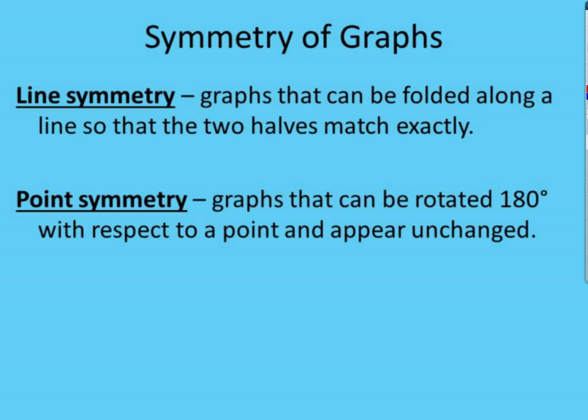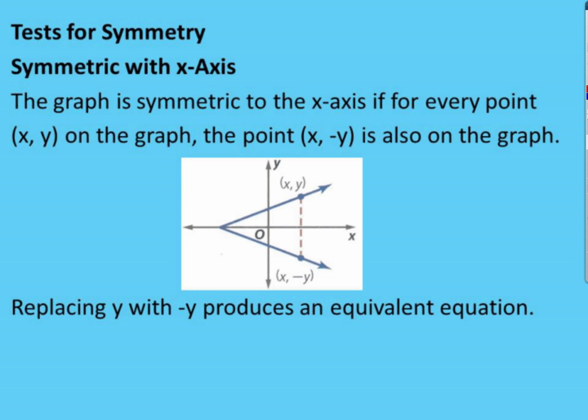So graphs have symmetry. There are different types of symmetry they can have. The first type is line symmetry. A graph that can be folded along a line and the two halves match exactly is a graph that has line symmetry. If a graph can be rotated 180 degrees with respect to a point and it still remains unchanged, then that graph has point symmetry. We have some specific types we're going to look at.